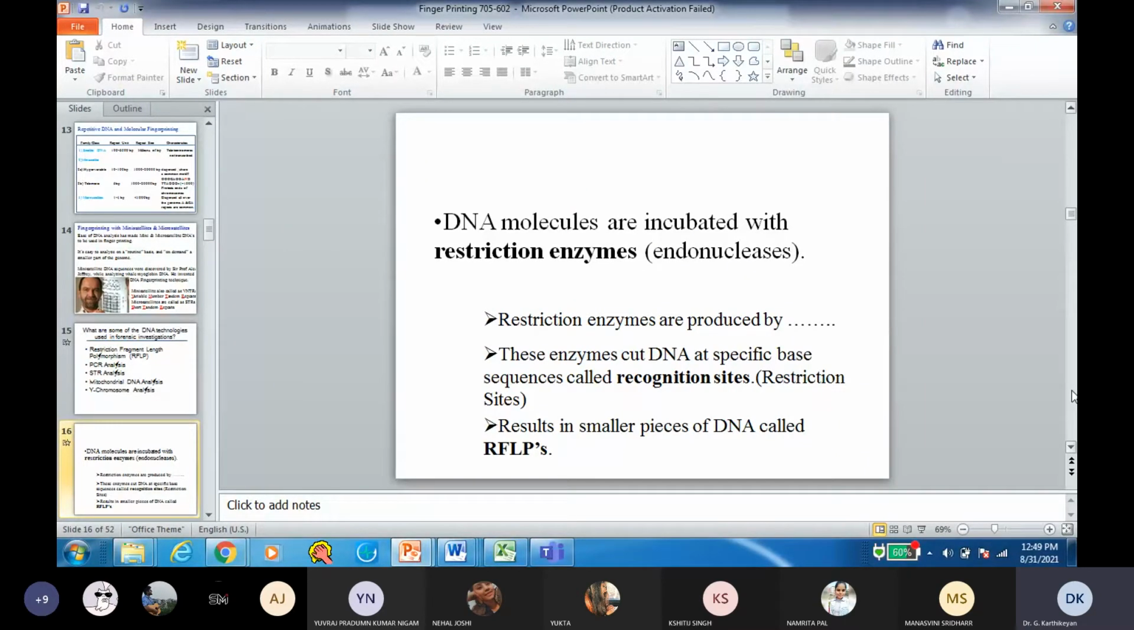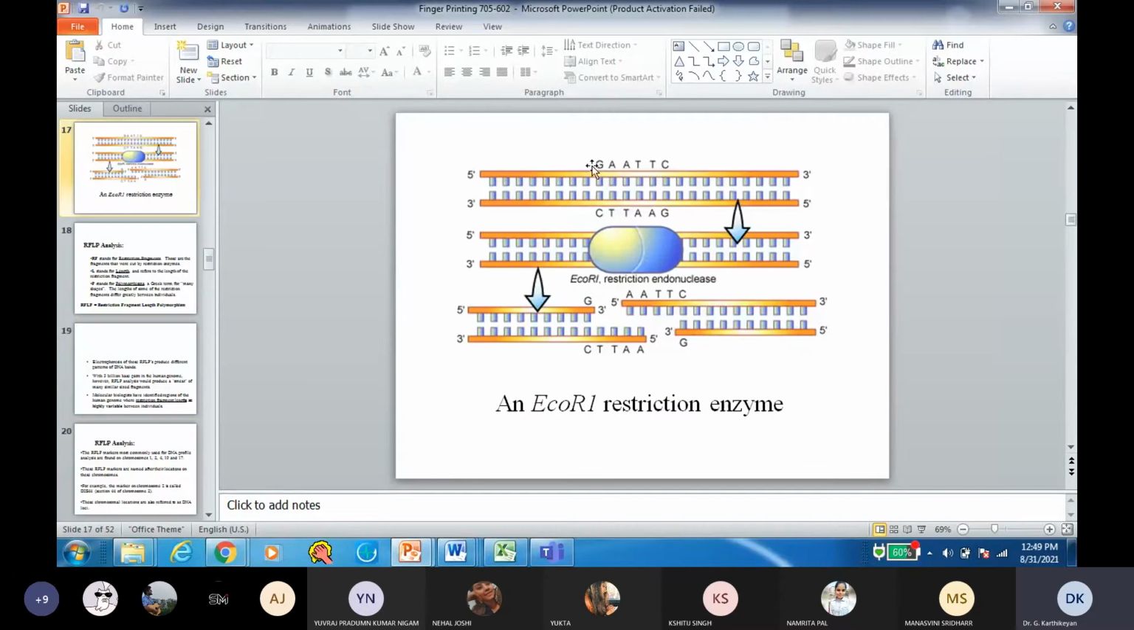So this is a typical example of the EcoRI enzyme. EcoRI recognizes the sequence GAATTC, and it cuts at this G and at this G in the bottom strand, and results in two fragments. A single fragment becomes two fragments.